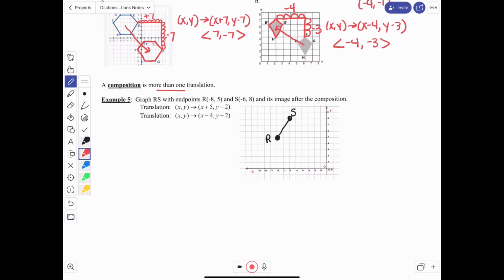So the first thing we're going to do, if we do -8 plus 5, this is for R, and then 5 minus 2. And then for S, we'll do -6 plus 5 and 8 minus 2. So that's going to give us -3, 3, and -1, 6. Okay, so we've got -3, 3, and -1, 6. That's our first translation.